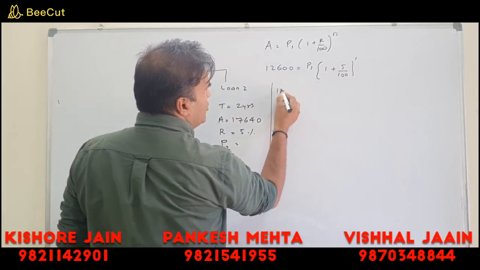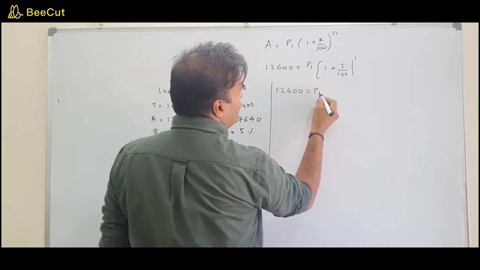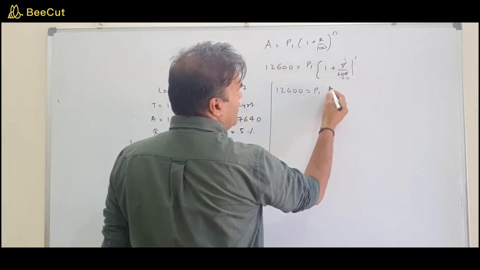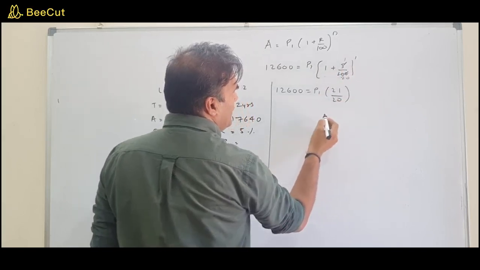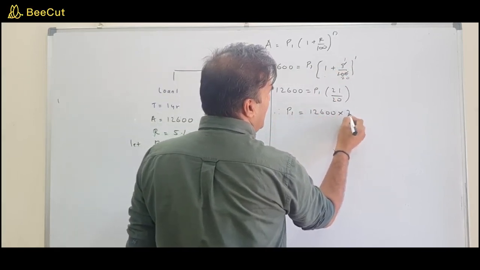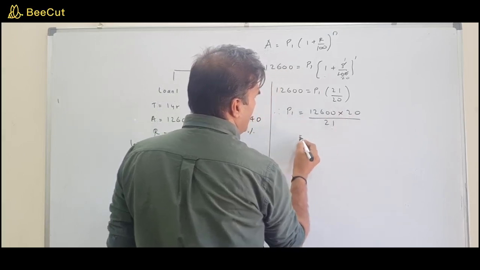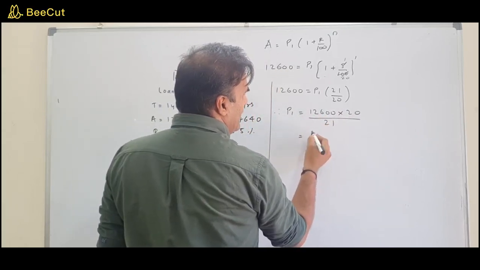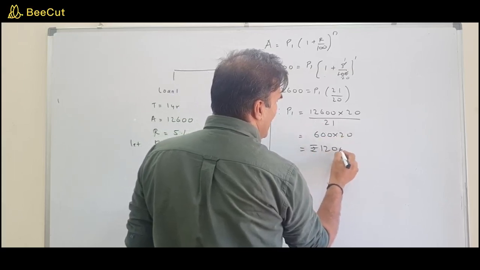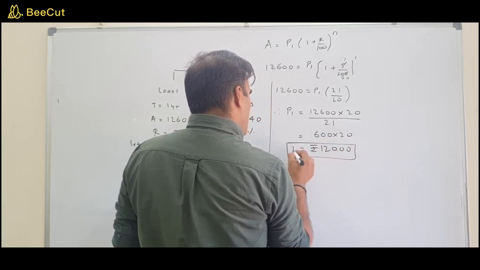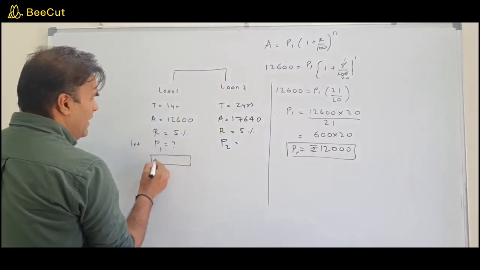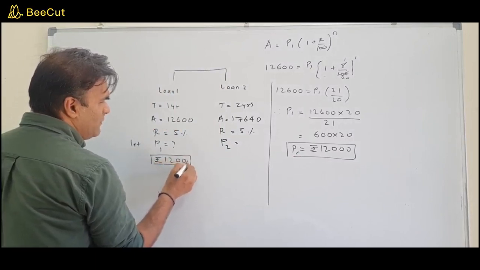So, my dear friends, 12,600 equals P1 times 21 upon 20. Therefore, P1 equals 12,600 multiplied by 20 upon 21. 126 divided by 21 is 6, so 600 multiplied by 20. That is rupees 12,000. So this part of the loan would be rupees 12,000.